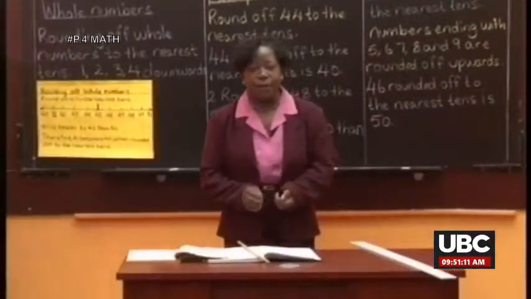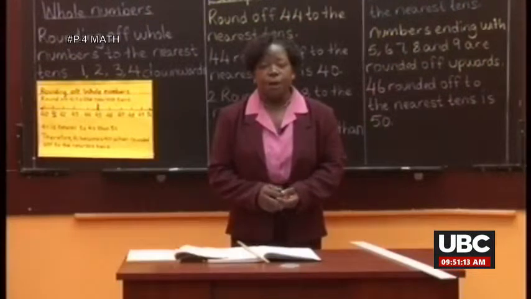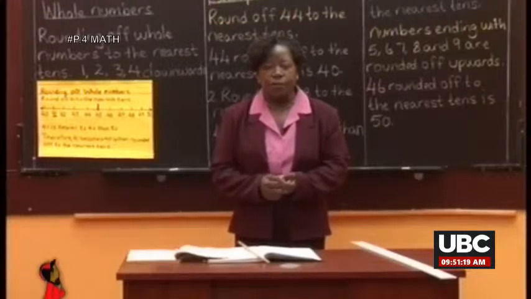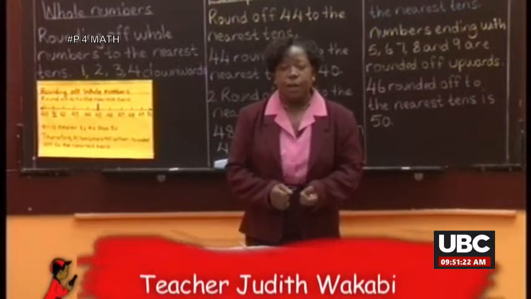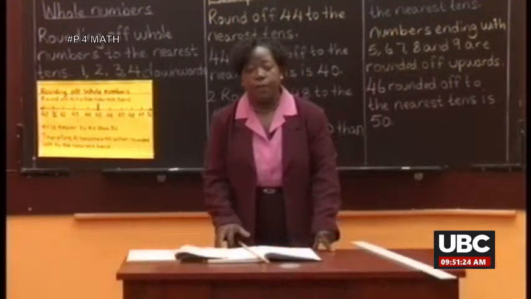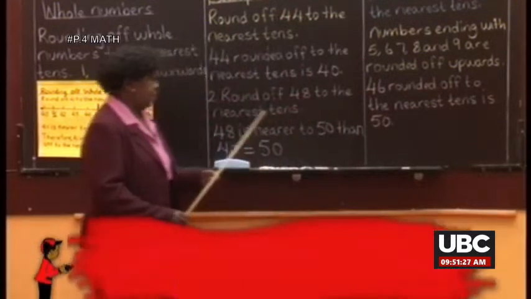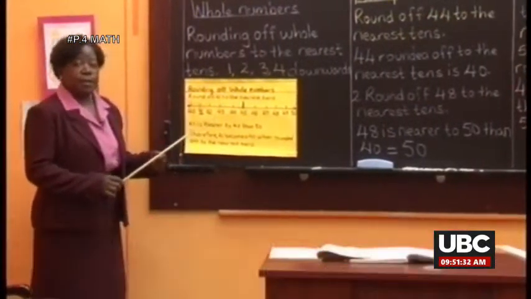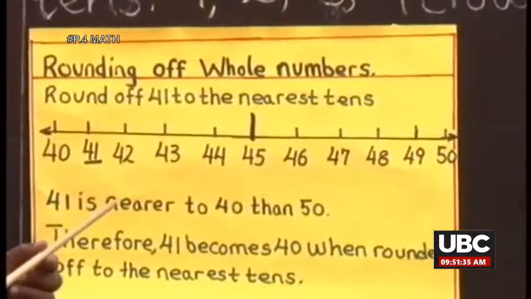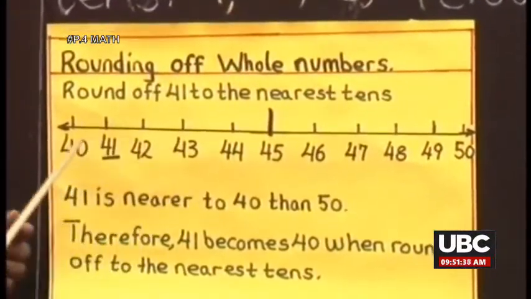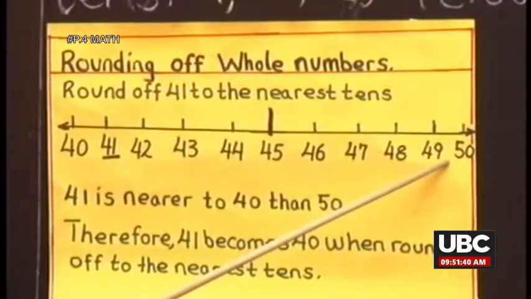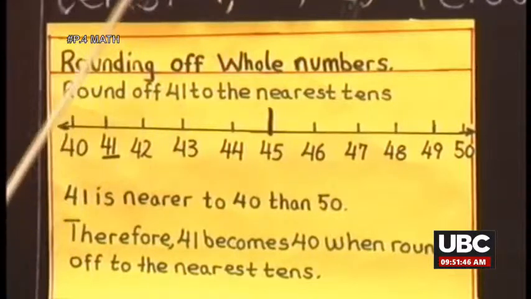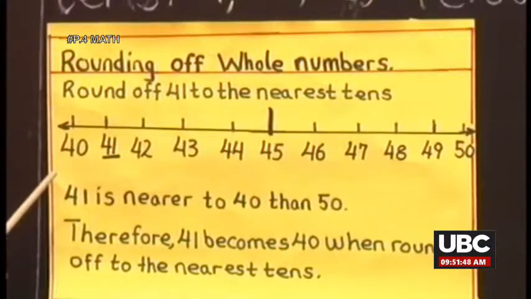Welcome back, children, from your break. Before you went for your break, we were learning how to round off numbers to the nearest tens. And we say that when we are rounding off, we can use a number line, like this one. You can use any number line depending on the numbers you want to round off. It's not necessarily that they have to start from 40 to 50. You can make your number line with different numbers depending on the numbers you want to round off.